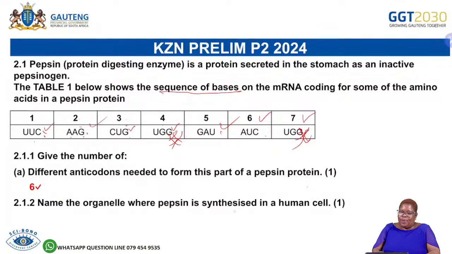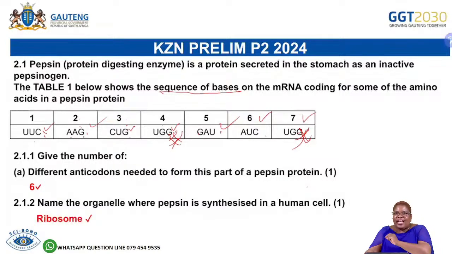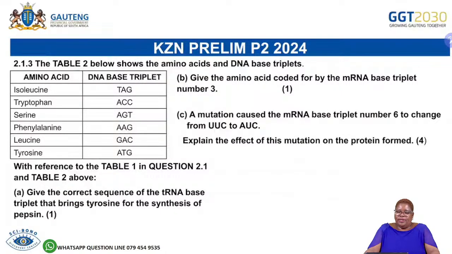Name the organelle where pepsin is synthesized in a human cell, right? We've got the ribosome there. The site for protein synthesis is the ribosome. So the ribosome is the organelle where the formation of proteins takes place. Ribosomes are the site for protein formation.